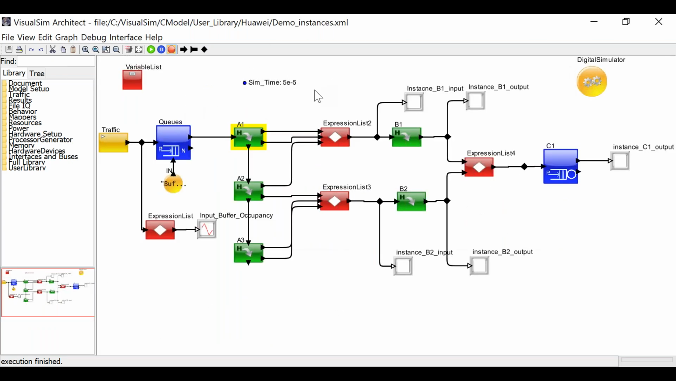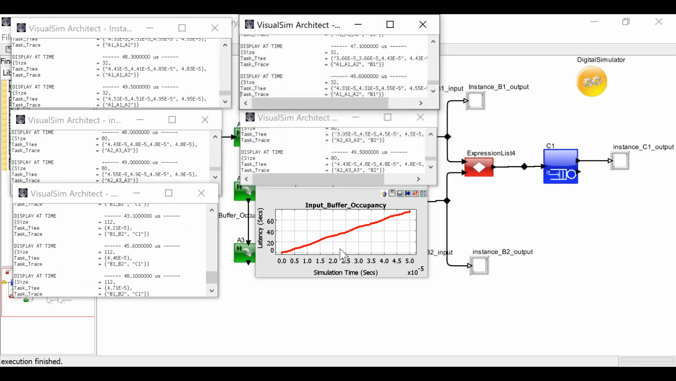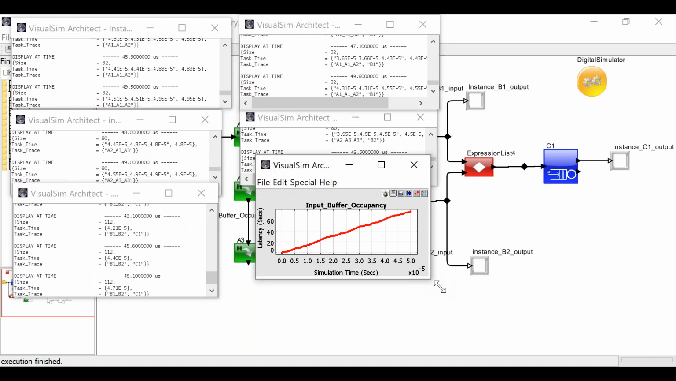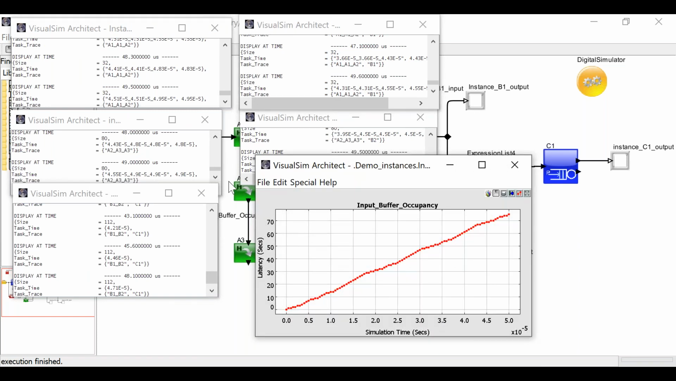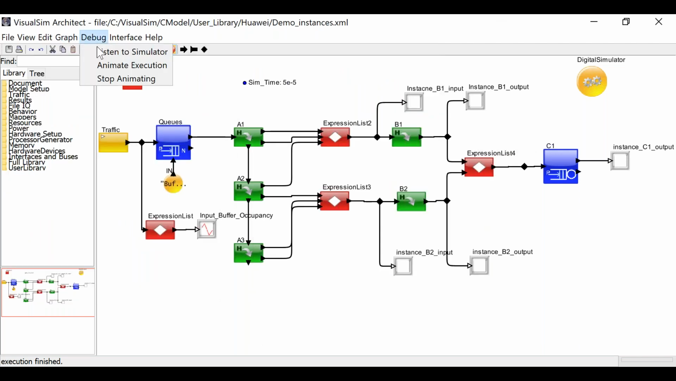Now, before I go into details of the block diagram, I'm going to run a simulation just to show you some of the attributes of the design that we're looking at. When we run the simulation, we're going to see a sequence of events that happen through the system. I'm going to animate the execution so you can actually see what is going through the design. You can see that the buffer comes through, and then it goes through this sequence of events.